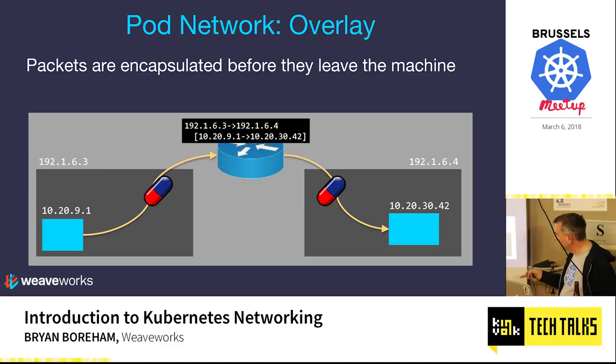The other way to go is what's called an overlay network. What happens in an overlay network is you take the packet on its way out of the machine, you hide it inside another packet. It's just called encapsulation. These things are capsules.